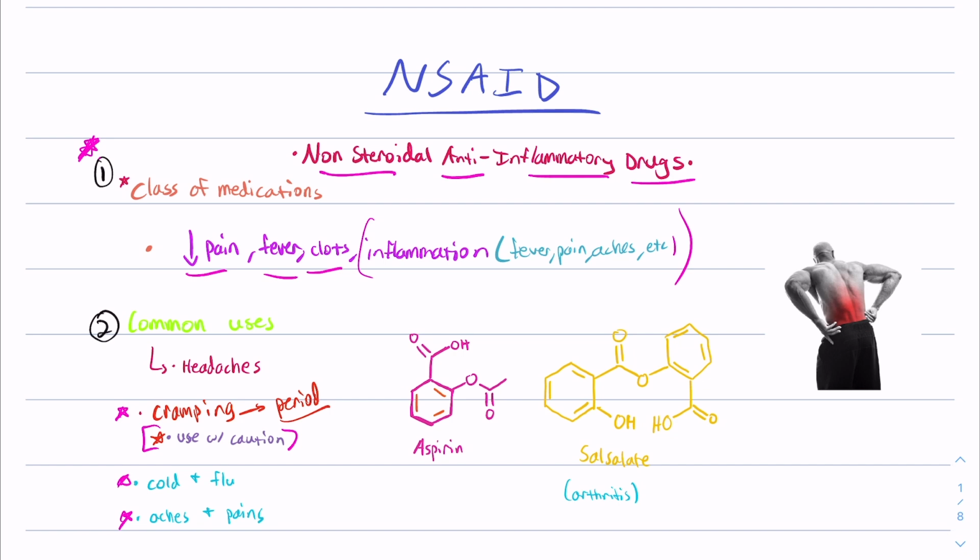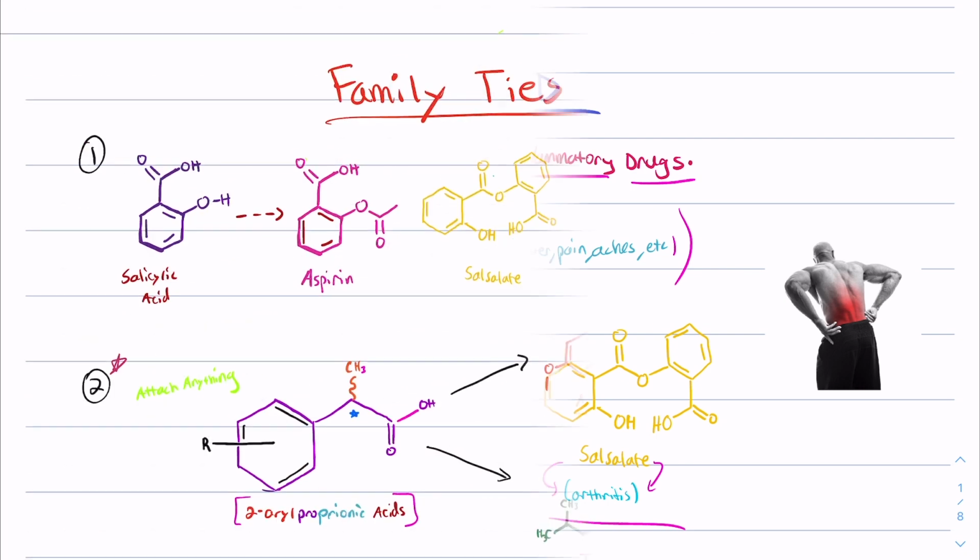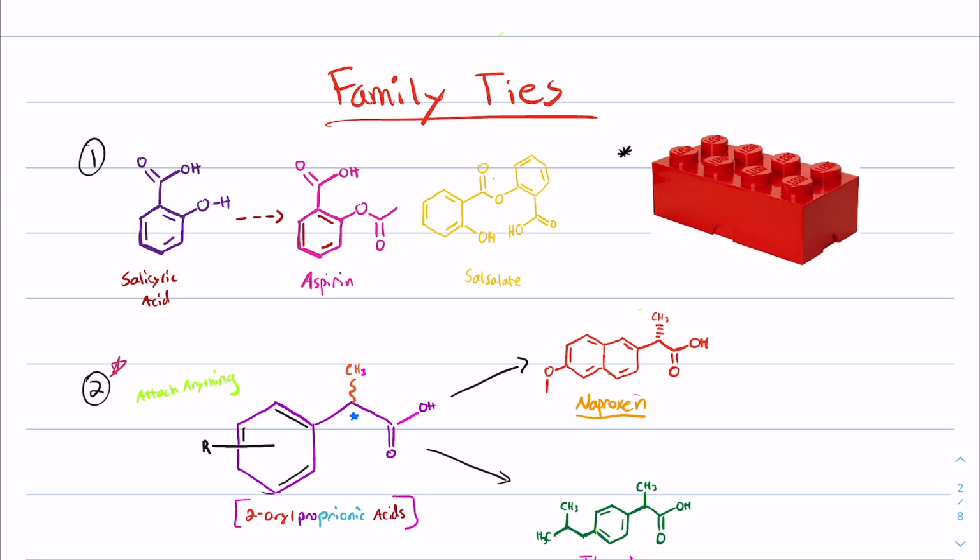I thought this was just interesting right here. Aspirin is an NSAID, and salicylate is one you probably haven't really heard of. This is used for arthritis. And they come from the same family, which I'll talk about right now. Okay, so let's get into some of the nitty-gritty. I'm going to try my best to explain this as best as I can.